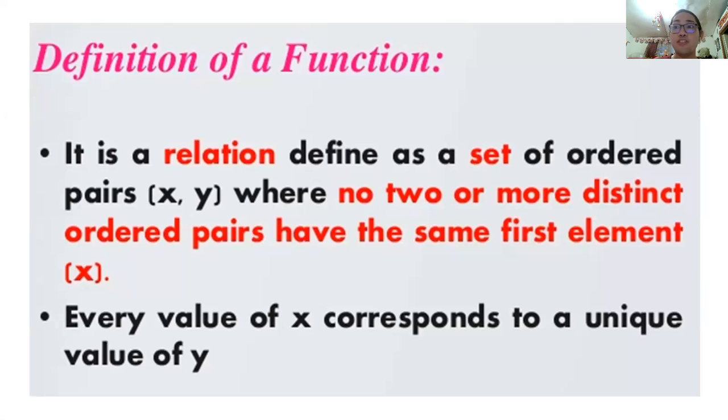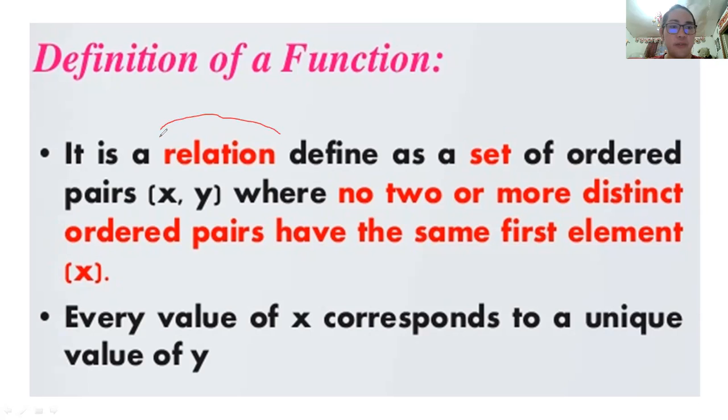If we have a relation, then we have a function. X has a function, Y has a function. So that's the concept behind it. So it talks about function. It is a relation defined as a set of ordered pairs. This is how we define a function.